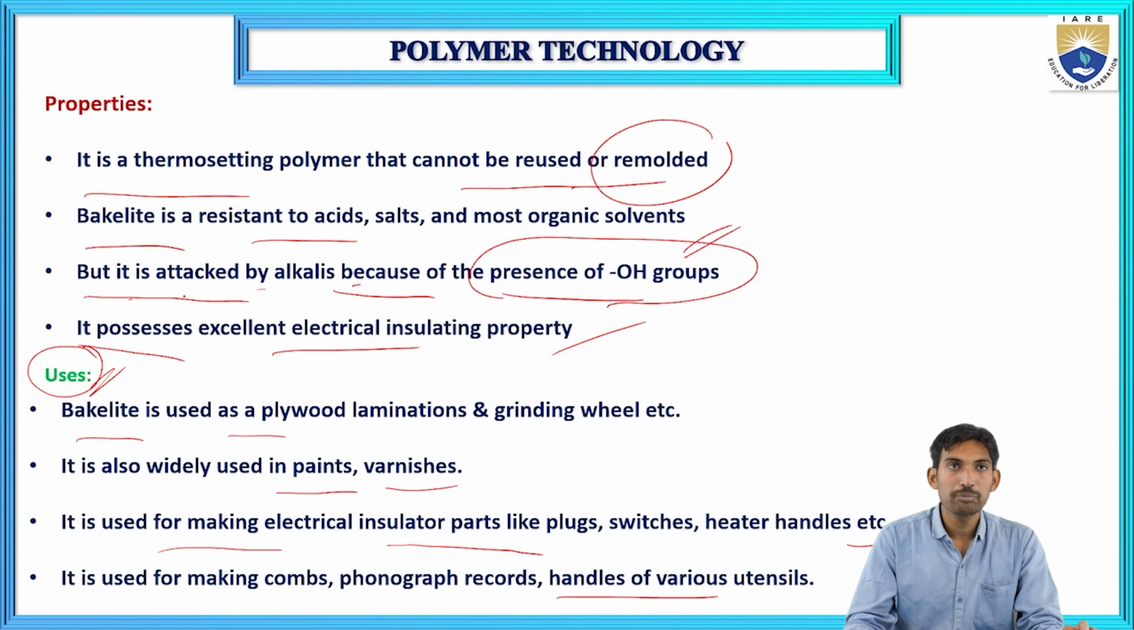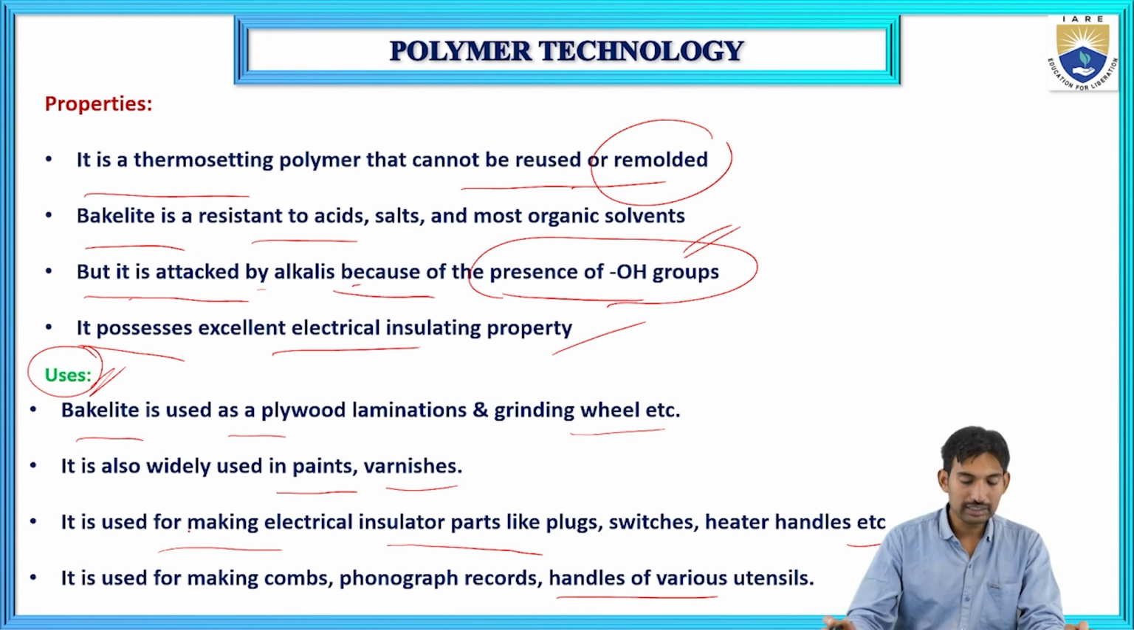Uses of bakelite. Bakelite is used for plywood lamination and grinding wheels, etc. It is also widely used in paints and varnishes.